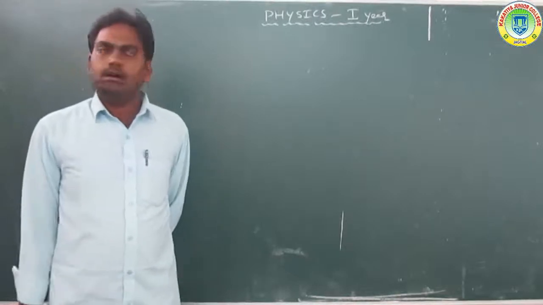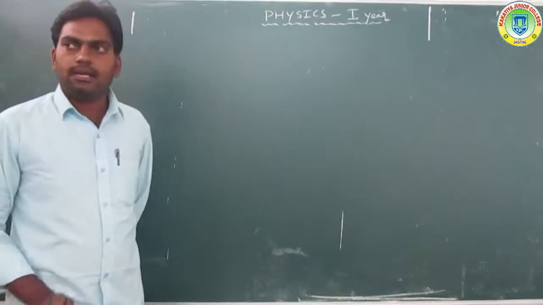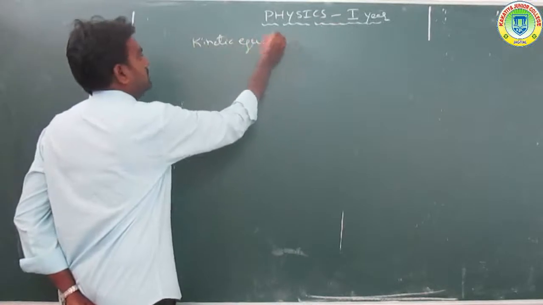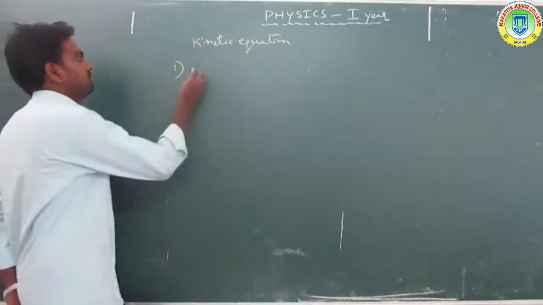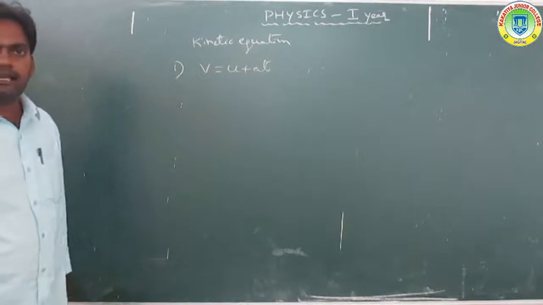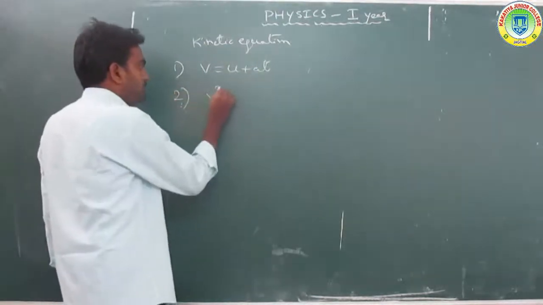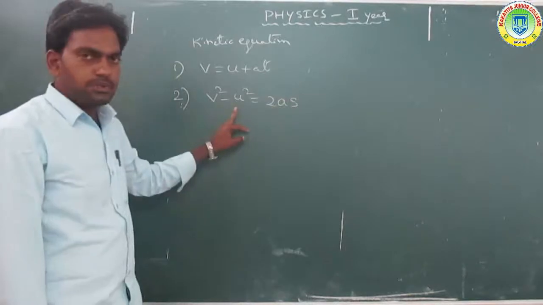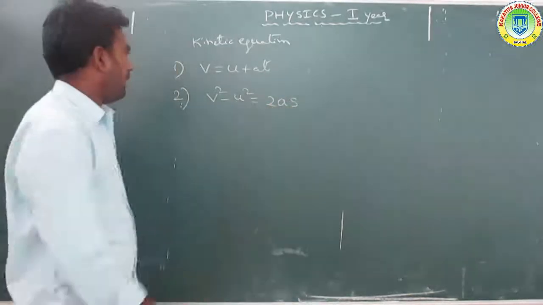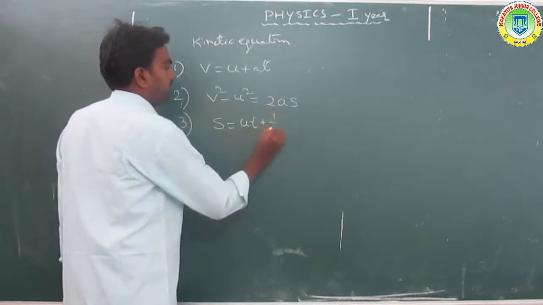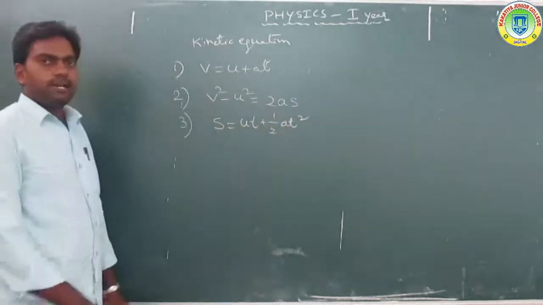The topic is the kinematic equations of motion along a straight line. First, v = u + at. Second, v² − u² = 2as. And third, s = ut + ½at².